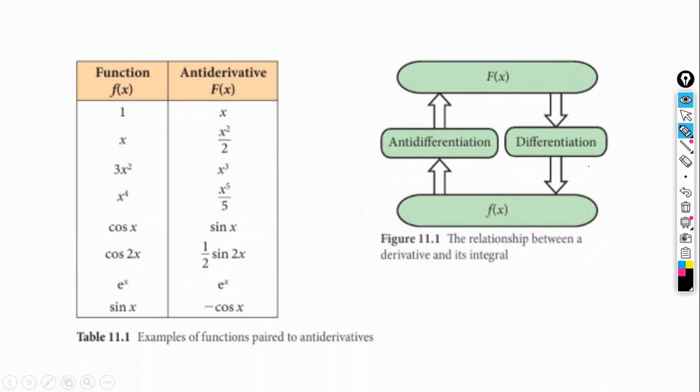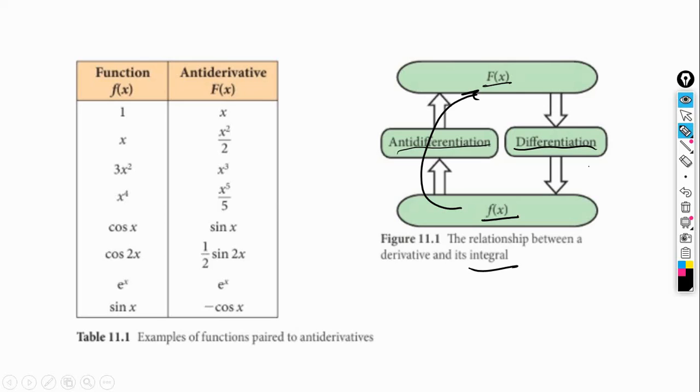So here we can see the uppercase F of x, and if we differentiate that, we get lowercase f of x. And if we do the anti-differentiation of lowercase f of x, as we can see here, we will get uppercase F of x. So basically that's the relationship between a derivative and its integral, which is another word for anti-differentiation. So to the left, we have table 11.1 with examples of functions paired to antiderivatives.